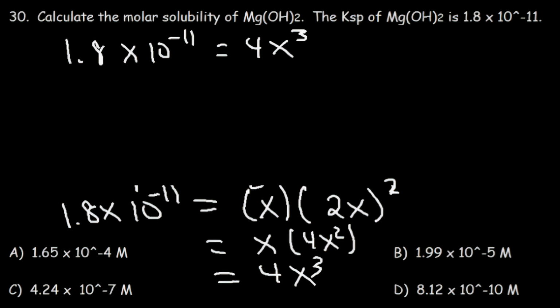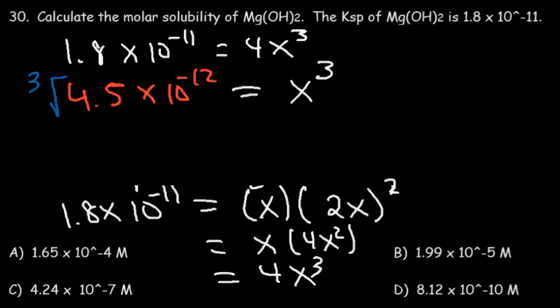The first thing we should do is divide both sides by 4. So 1.8 times 10 to the minus 11 divided by 4 is about 4.5 times 10 to the minus 12. And that's equal to x cubed. So to solve for x, you need to take the cube root of both sides. You can also write it this way. You can raise both sides to the 1/3 power. That's the same as taking the cube root.